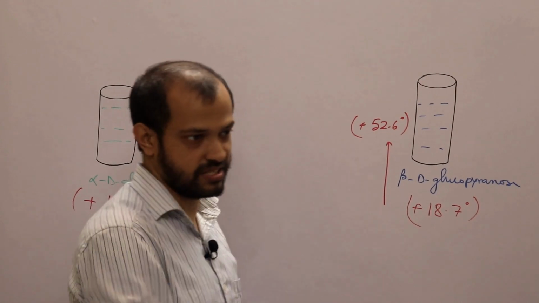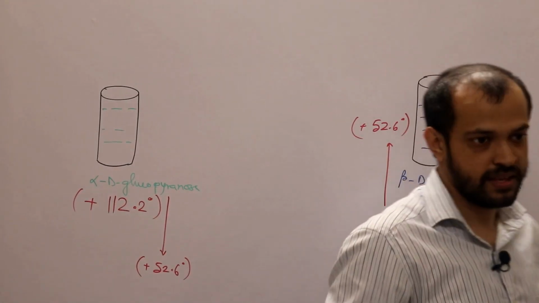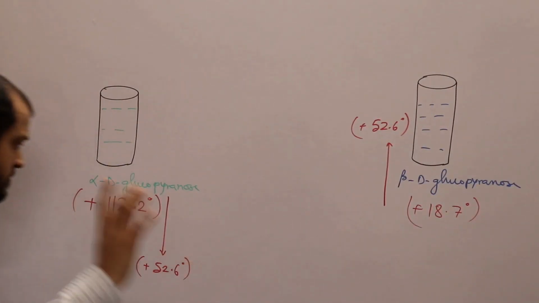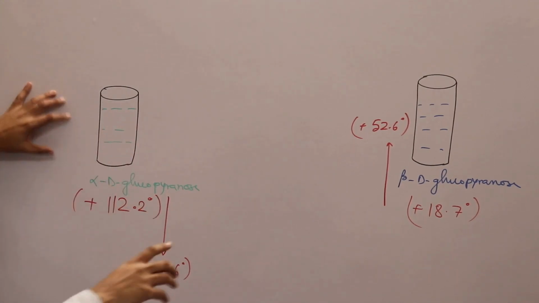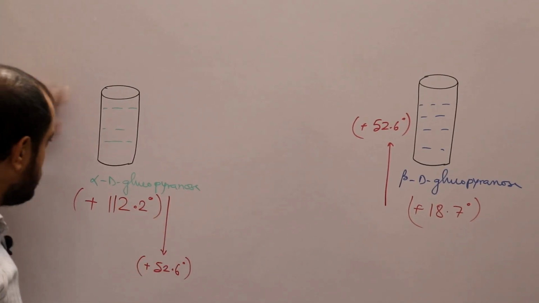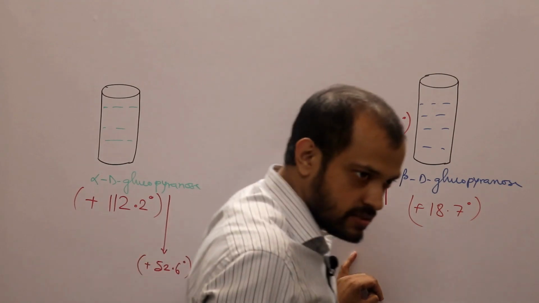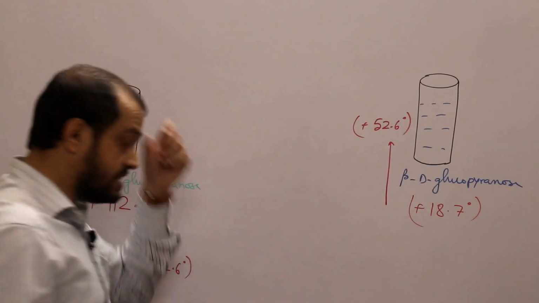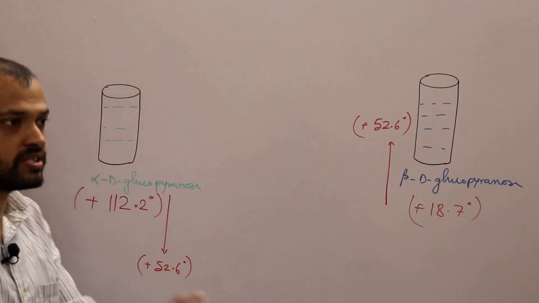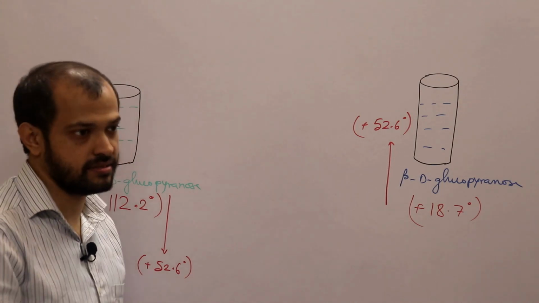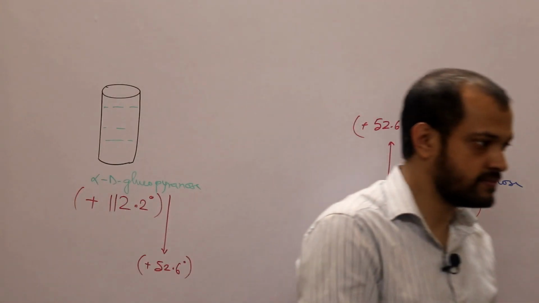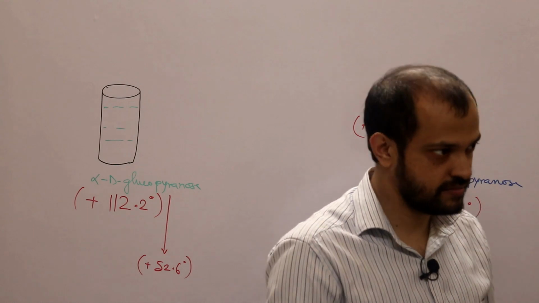But listen with all your attention. That is the problem you need to understand today. Whenever you are dealing with alpha and beta anomers, you should understand that these anomers change their optical rotation angles, and it is necessary.